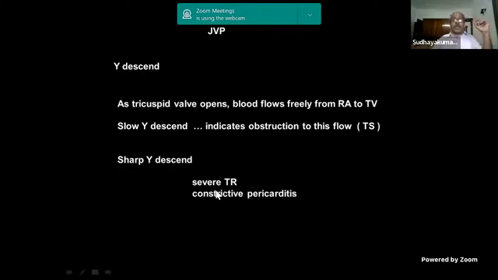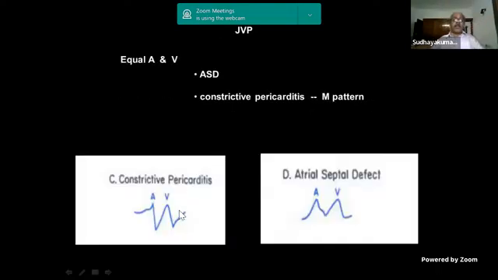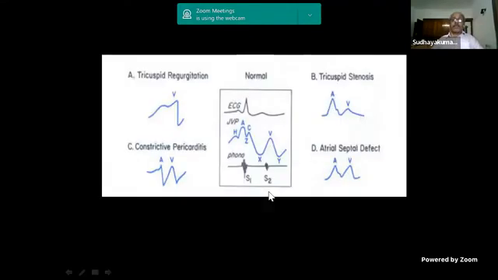Sharp Y descent occurs in severe TR without TS. Because there is a large volume, RA pressure is high. When the tricuspid valve opens, this large volume flows down, so you get the sharp Y descent. Then constrictive pericarditis. In severe TR, the V is very prominent, much taller than the A, whereas in constrictive pericarditis, A equals V. This is the difference between constrictive pericarditis and atrial septal defect. It is called M pattern or W pattern. TR, prominent V. I didn't get a diagram.